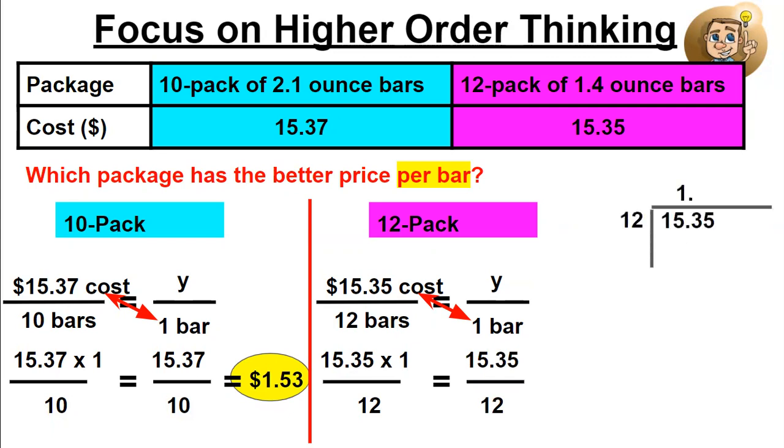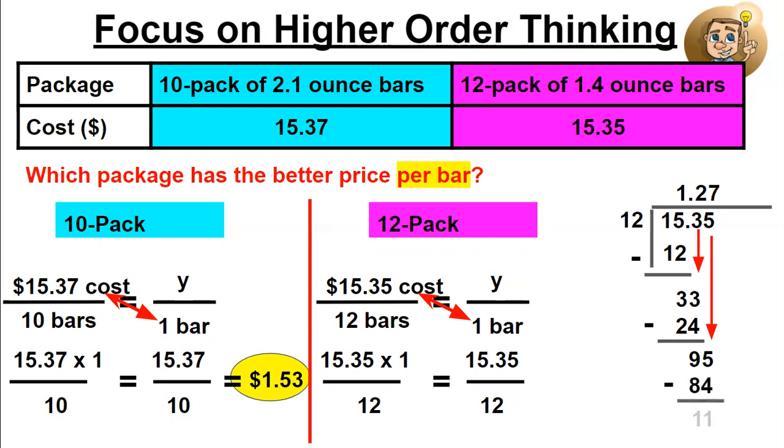12 goes into 15 1 time. 15 minus 12 is 3. Bring down the 3. 12 goes into 33 how many times? Twice. 2 times 12 is 24. 33 minus 24 is 9. Bring down the 5. 12 goes into 95. Ooh, that's a big one, right? 7 times 12 is 84. And that leaves me with 11. So I don't have to go farther than that because I'm talking about money. So it's about $1.27 a bar.